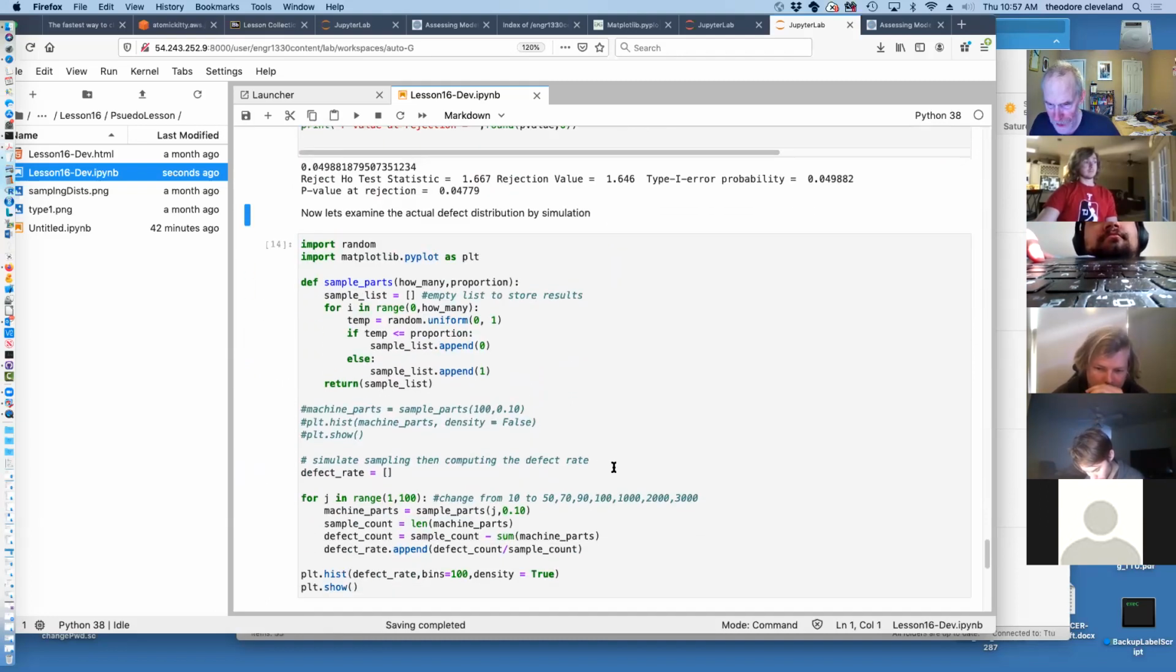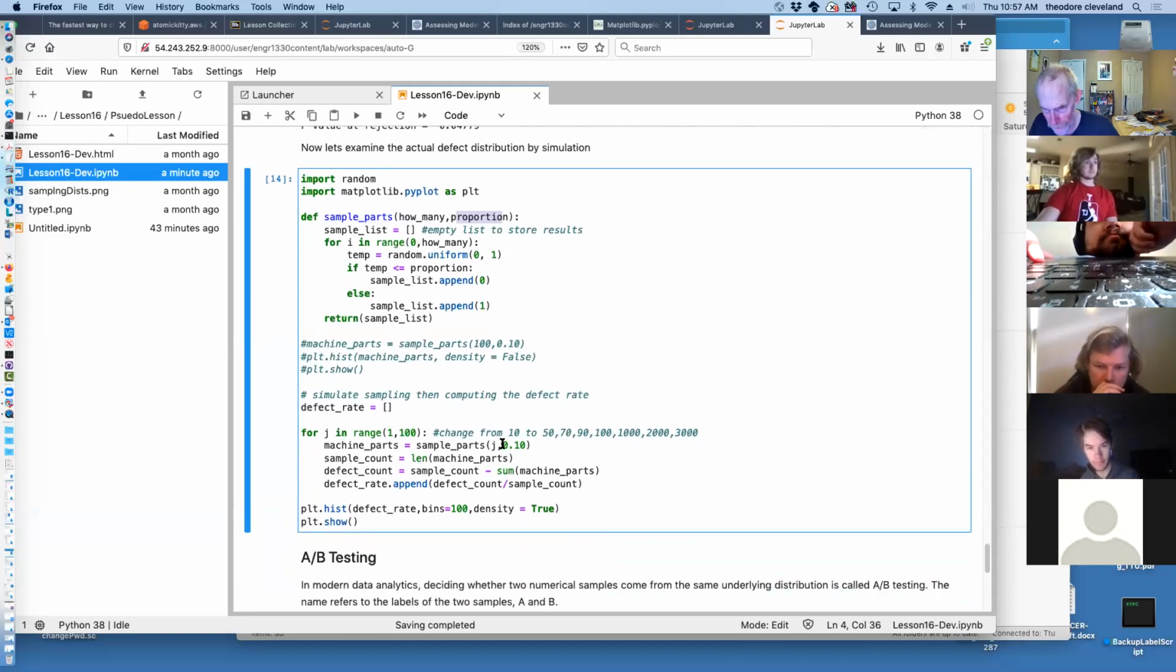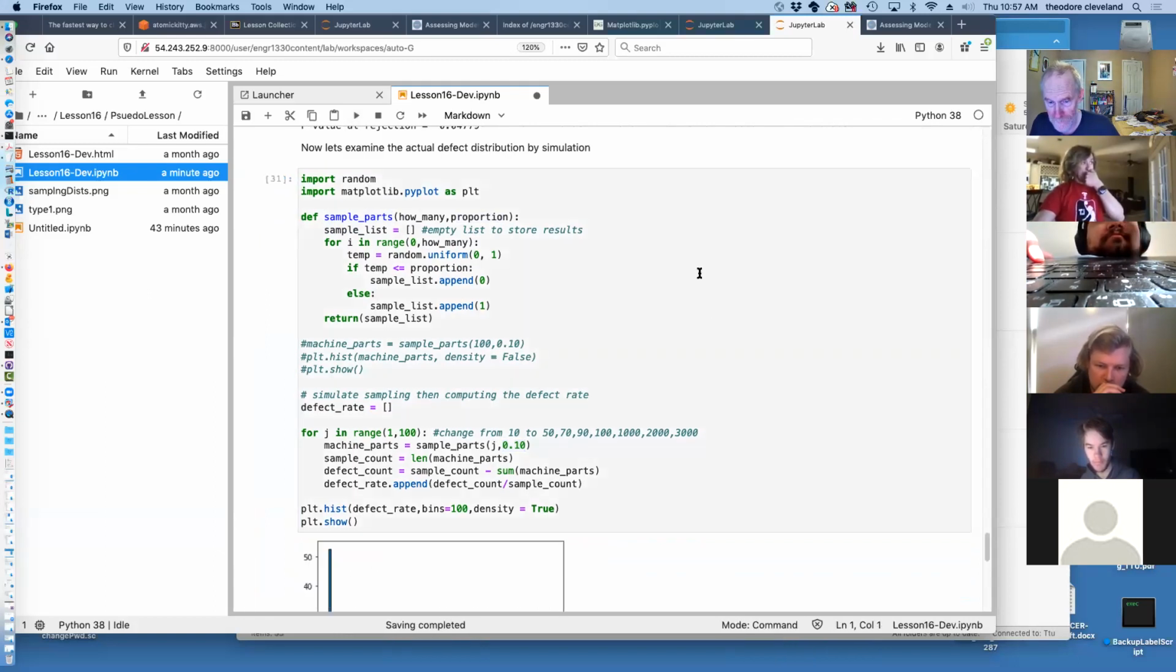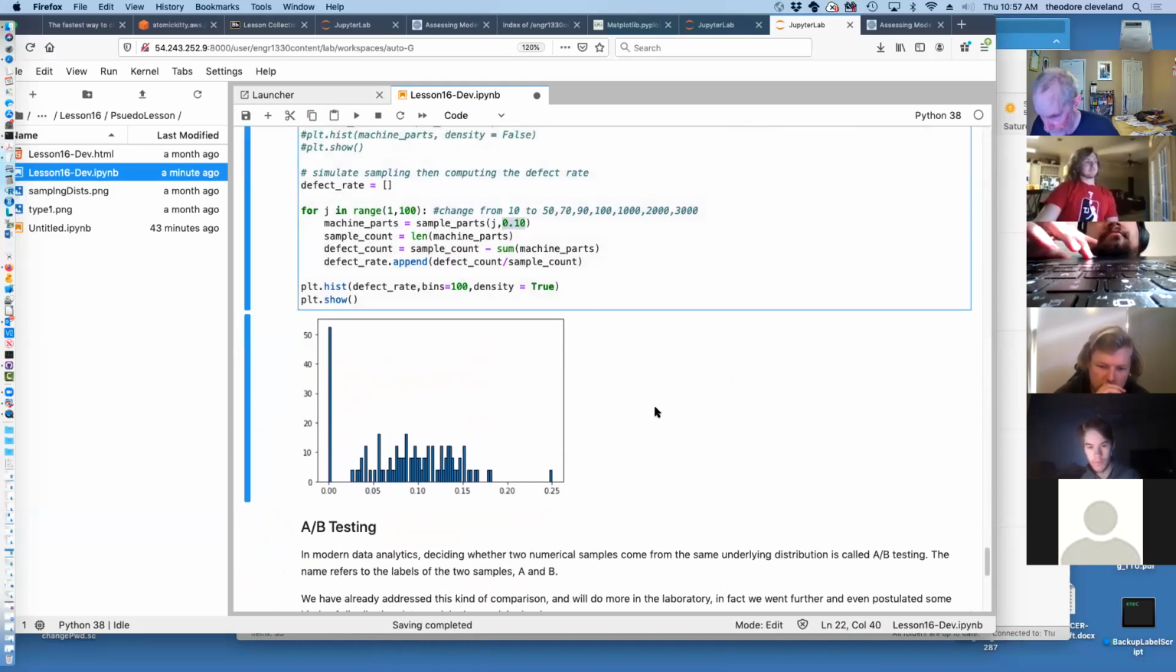We also can play the same game using simulation. We can import the random library. Here's a matplot library, and we will define a function called sample parts, and in that we're going to say how many in proportion. And then we're going to send it the desired defect rate and see what we would expect our defect histogram to look like. So if we have a machine that is producing defects at 10%, here's what a defect rate histogram would look like.